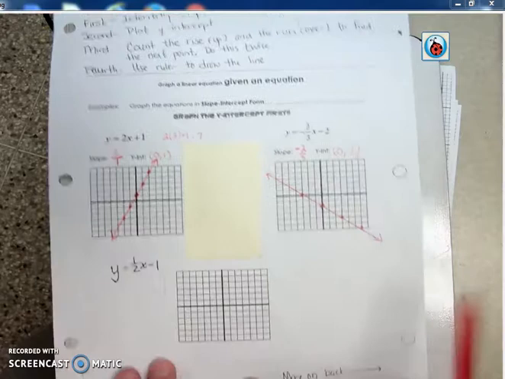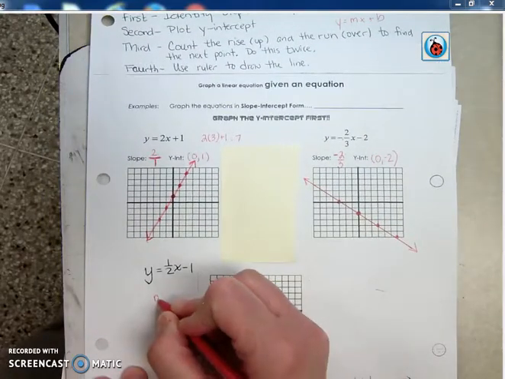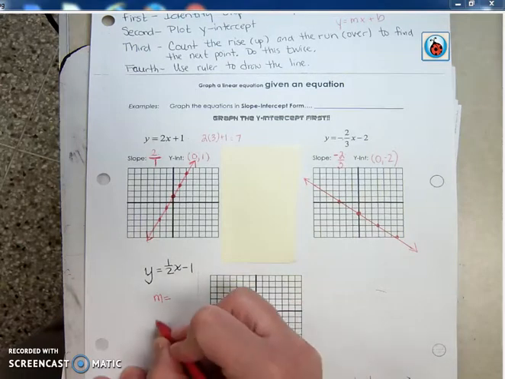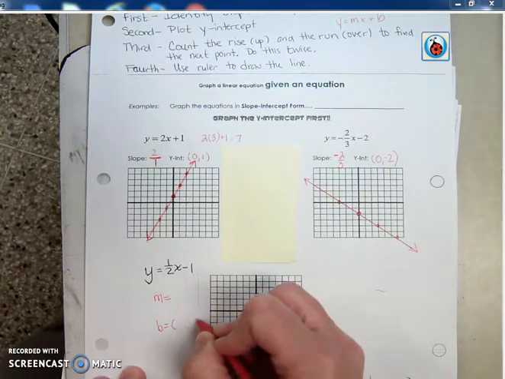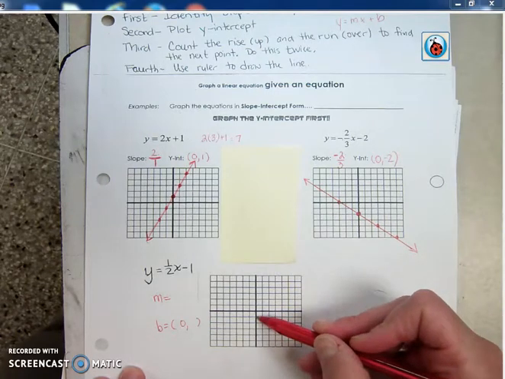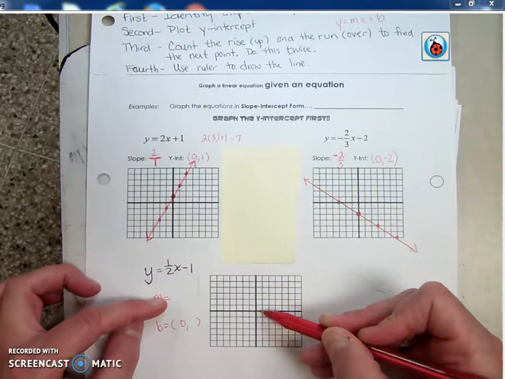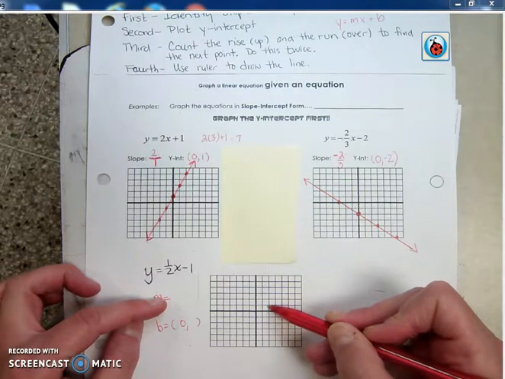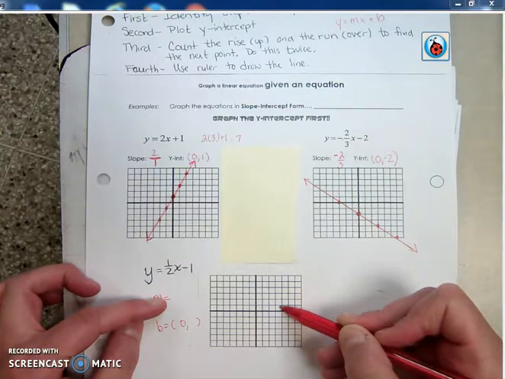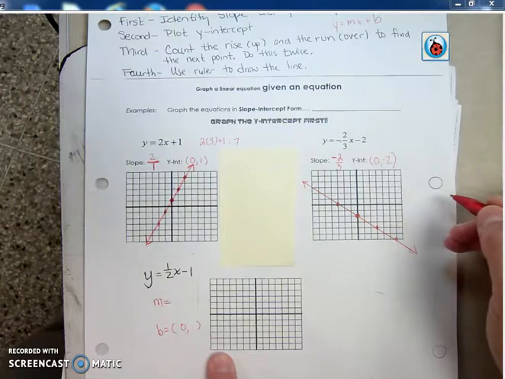All right, just to go over it one more time. The first thing you're going to do is identify the slope. Tell me what the slope is. Tell me what the y-intercept is. Remember, it's a point. Then you're going to plot that point on the graph. Then you use the slope: rise over run, rise over run. Put at least 3 points on your graph. Then use a straight edge and draw the line.